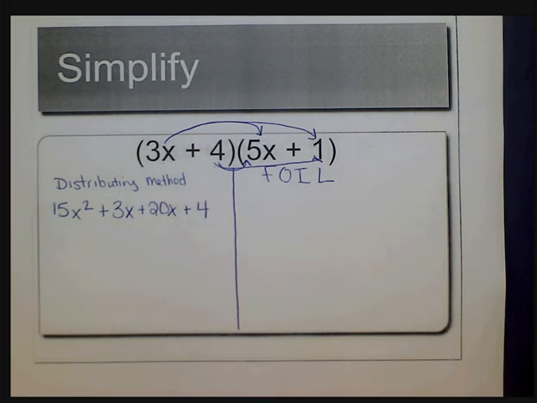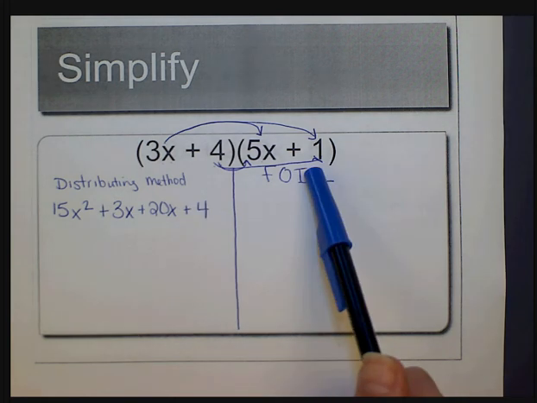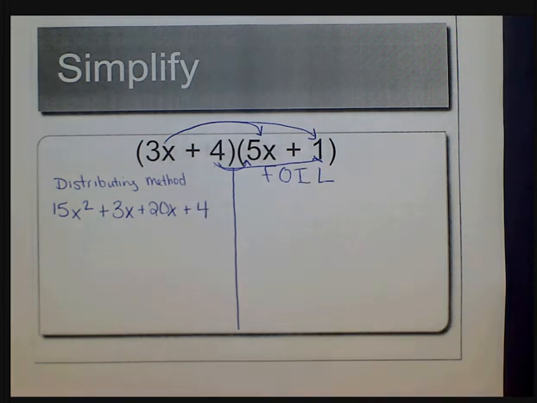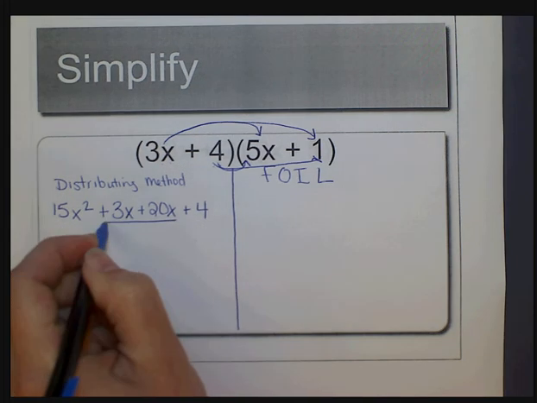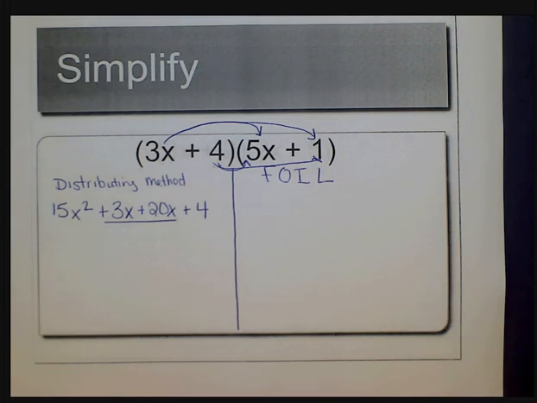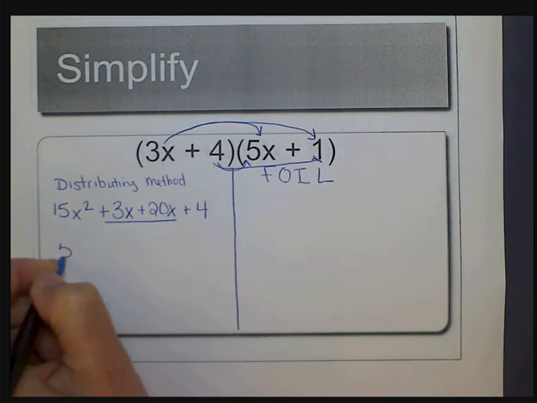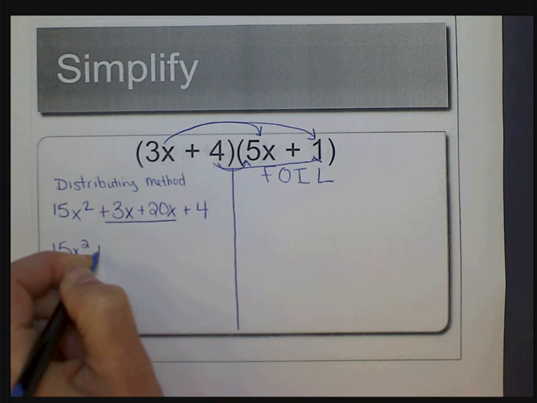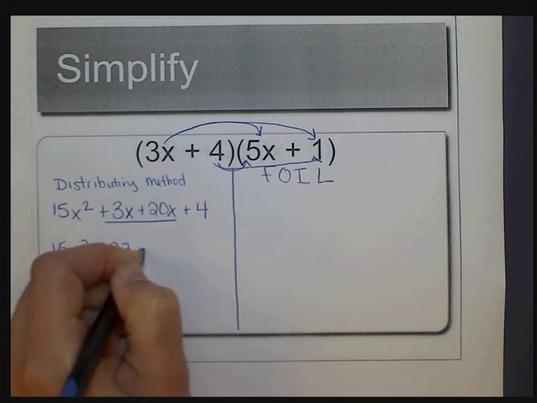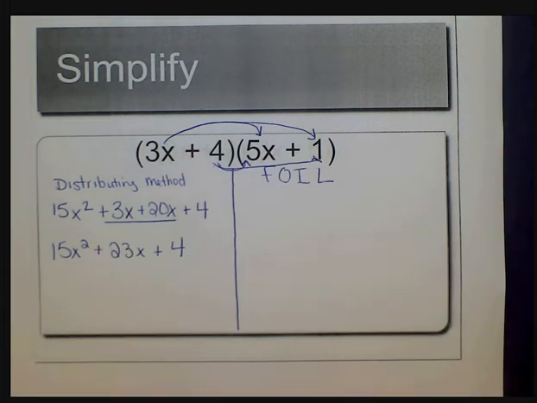Now I look for like terms. Whenever you multiply a binomial by a binomial or a binomial times a trinomial, you're going to get like terms. So we always want to simplify that. So I'm going to combine my x's. 3x plus 20x gives me 23x. So this becomes 15x squared plus 23x plus 4.